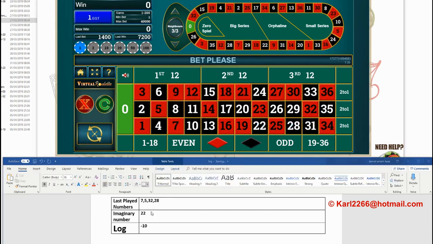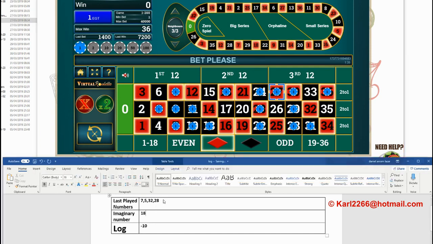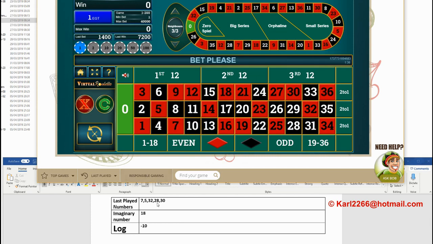So what we do now with 28, we place bets on terminals from 18, a new imaginary number. 18 and the neighbors, 23 and the neighbors, and 11 and the neighbors. And a new winning number after 28, we got number 30. Now we have to see if not somehow a new logarithm is there. And I can see after 32 actually a new one is there, which is plus 2.